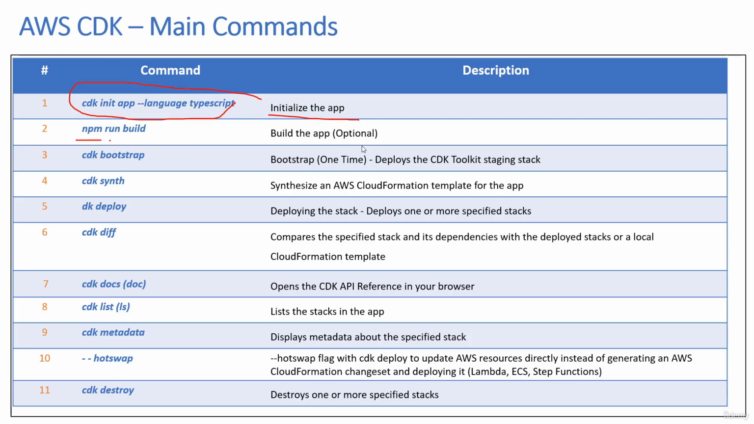Then we have the npm run build. This is an optional command which does the build, but even if you don't use it, the CDK automatically runs this command. Then you have the CDK bootstrap, and bootstrap we learned deploys the CDK toolkit in the staging stack, and is again a one-time command.